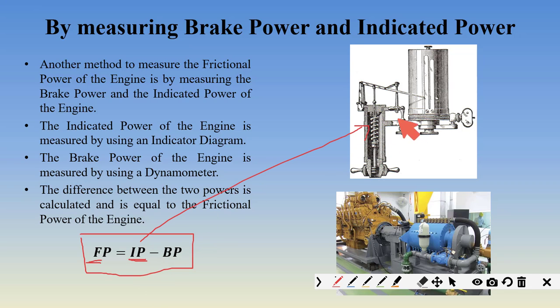Indicated power is measured using the indicator diagram or using sensors to draw the PV graph, and using the area under the graph you can find out the indicated power. And brake power is simply measured using this dynamometer. So this is how the engine performance is measured.